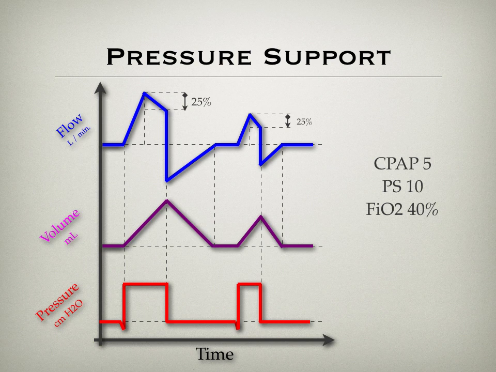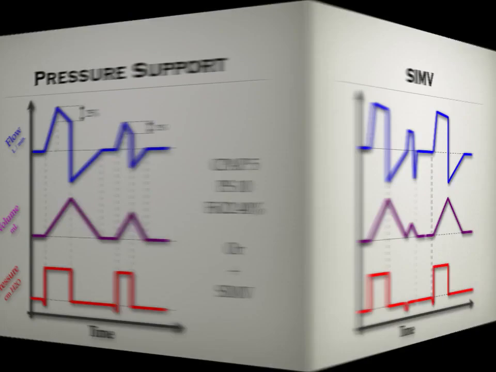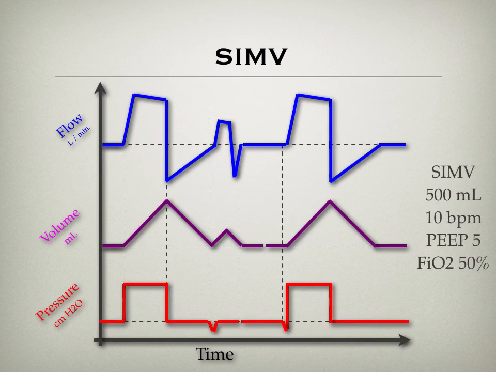Now, can you combine pressure support with other modes? Yes, the answer is yes. Remember that breath in the middle that was outside of the synchronized window in SIMV? Now we can add pressure support, so now we can call it SIMV plus pressure support, and that's probably the most popular mode of ventilation we use in our ICUs.